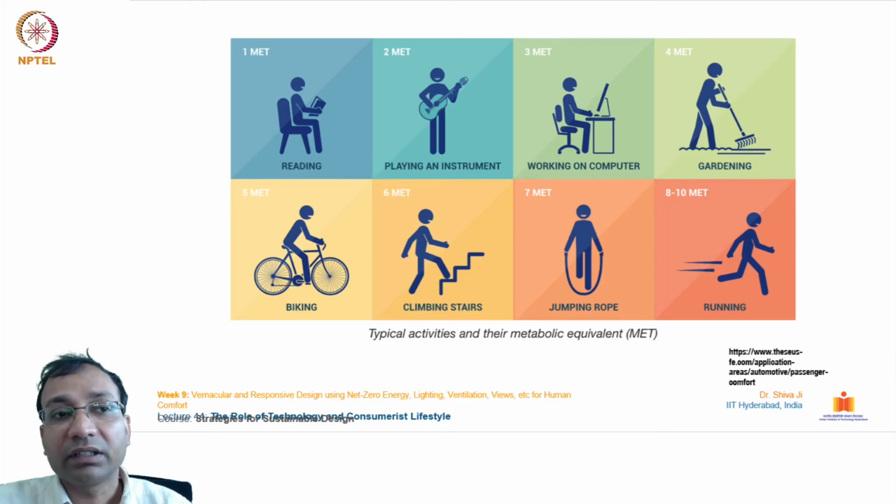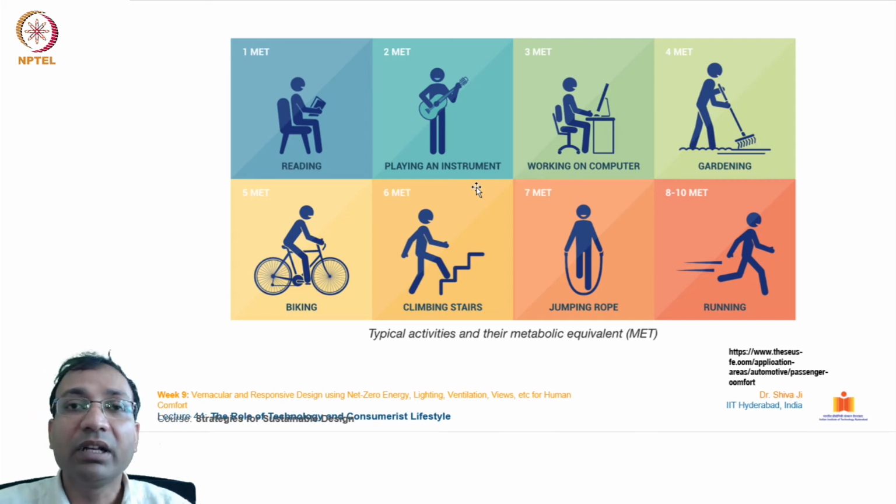Further, different activities and their metabolic equivalent, MET. This is the term over here. When we are sitting and performing an activity which is not very exhaustive, such as reading, this is taken as 1 MET. Then if you are playing an instrument, having some small activity, this is 2 MET. Then if you are working on the computer, it is taken as 3 MET. If you are gardening or doing some normal activity, not that heavy or extensive, that is 4 MET.